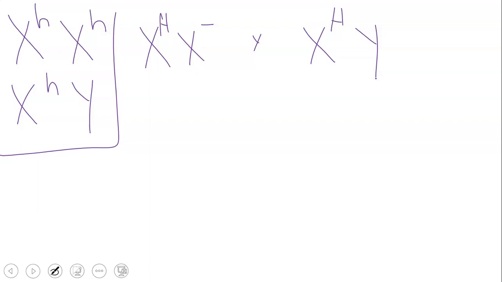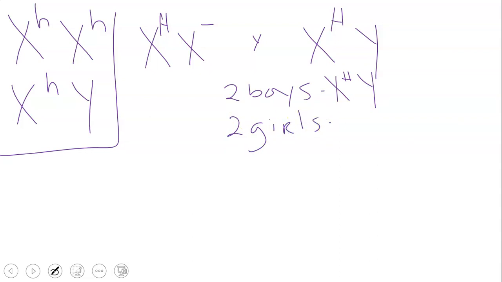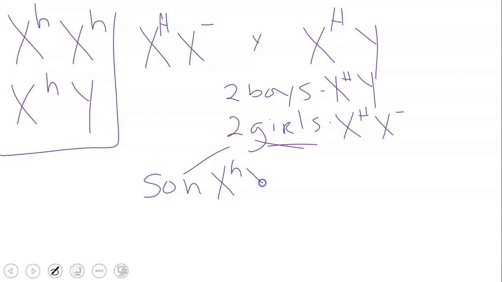So they have 2 boys. Those boys must both be X big H, Y. That's the only way to get normal in boys. And they have 2 girls. And both of them, we don't know. They could be big H, big H, or big H, little h. So we're going to put a dash on that second X. Then it says, but one of these girls has a son that has hemophilia. So the son is X little h, Y.